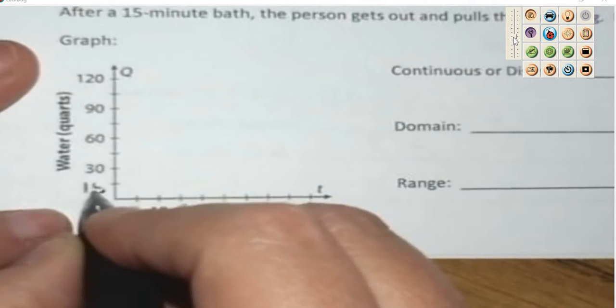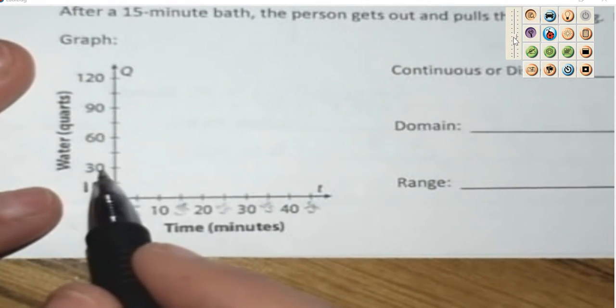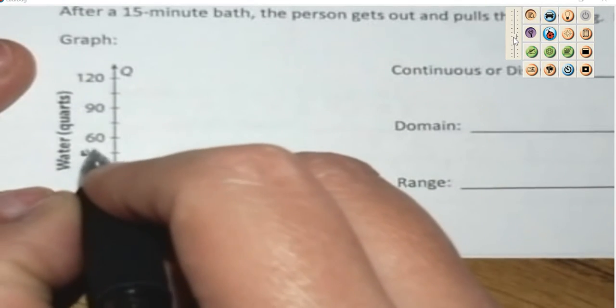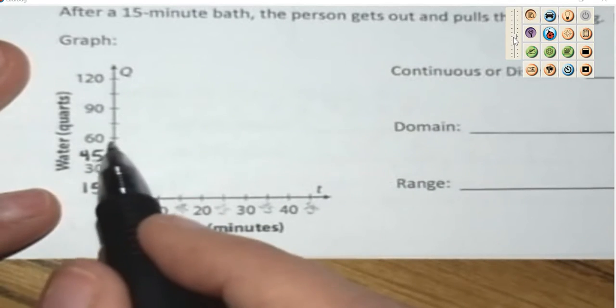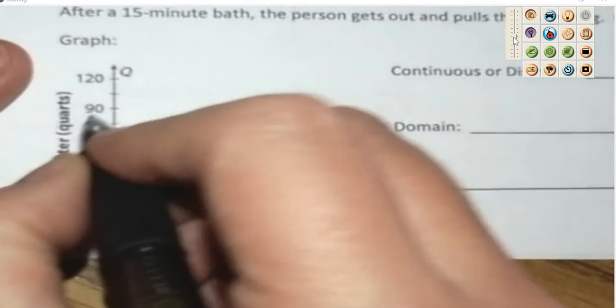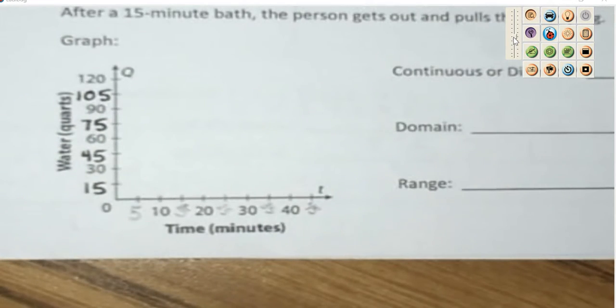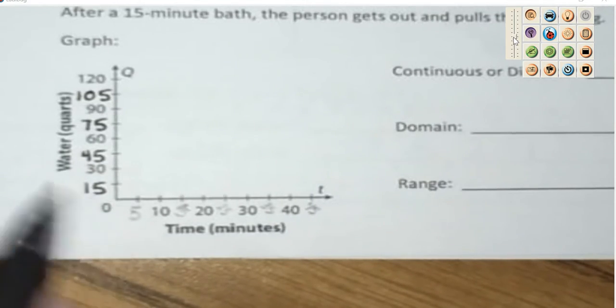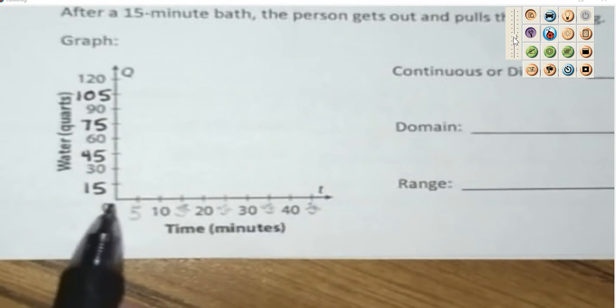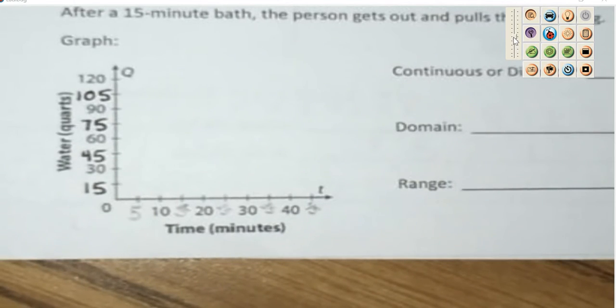0, 15, 30, plus another 15 is 45, plus another 15 is 60, plus another 15 is 75. Plus another 15 is 90, plus another 15 is 105, plus another 15 is 120. So if it helps, fill in all the intervals. Remember your intervals, it has to go up at the same rate. However, the x and the y don't need the same rate. Like the x went by 5s, the y went by 15s. Those don't need to be the same. But whatever you're going up by, you have to go up the entire time by that rate.